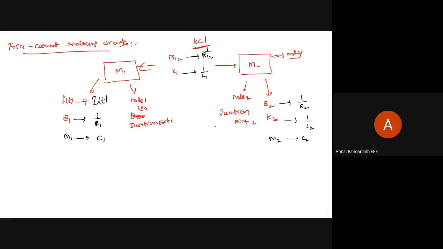So after writing all the analogous elements, you can create one junction point. This is taken as 1. One more junction point is taken as 2. So already we know that KCL means different currents, all should be parallel elements. So like that we need to draw the elements. In the same fashion, these two elements are connected between the two nodes in the mechanical system. Same way, these two electrical elements are connected between these two.